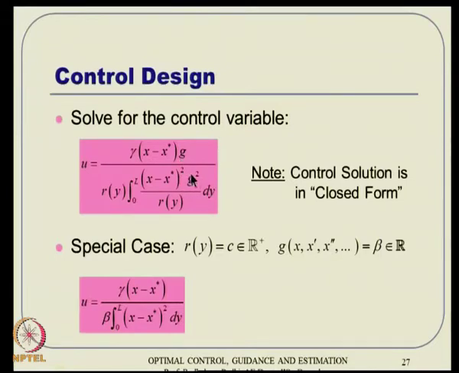And under a very special case where r of y is just a constant, you do not give differential emphasis of controller values, magnitudes through the spatial domain, then it will result in a somewhat more simplified expression like this, where g turns out to be a constant quantity and r turns out to be a constant quantity as well. So, you can note that the control solution is actually happening in closed form. That is a good advantage.